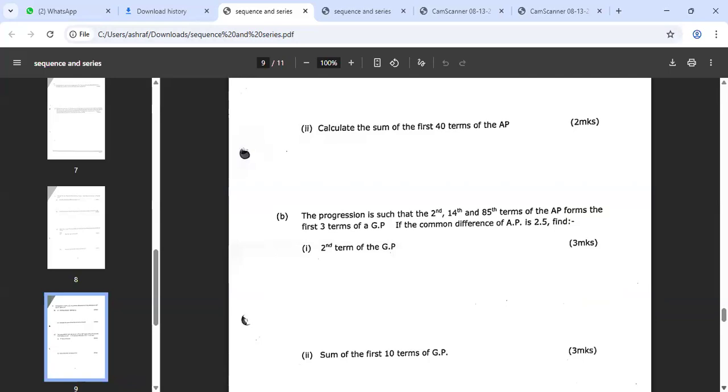So part B, the progression is such that the second, 14th, and 85th terms of the AP form the first 3 terms of a GP. If the common difference of the AP is 2.5, find the second term of the GP. Try it out. What do we get as the second term of the GP?